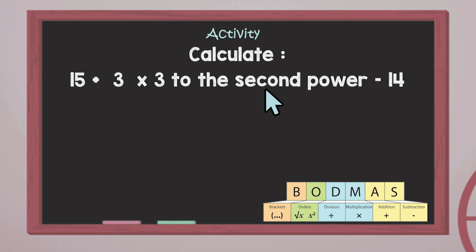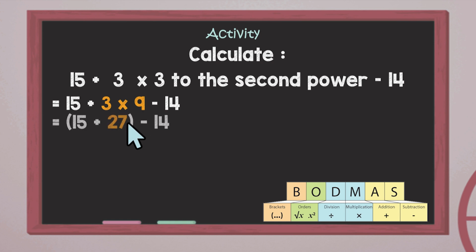So the new expression reads 15 plus 3 multiplied by 9 minus 14. How many operations do we have? 3. We have to add, we have to subtract, and we have to multiply. Which one will we do first? We will multiply first because multiplication comes before addition and subtraction. 3 9s will give us a total of 27.